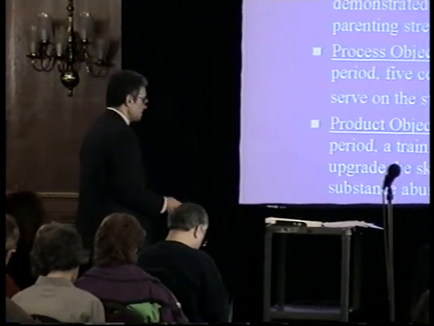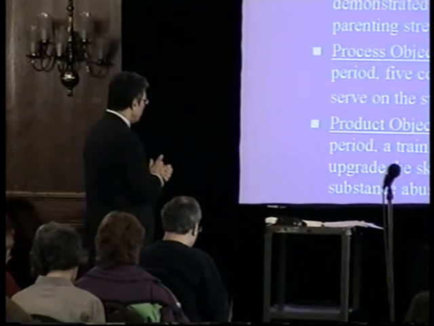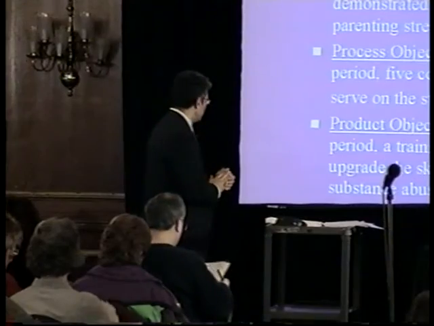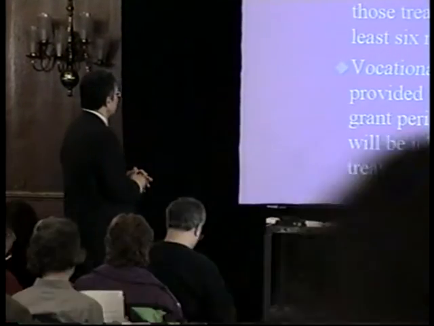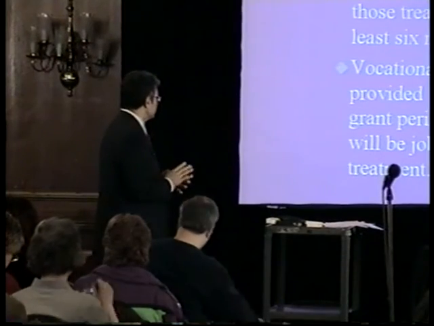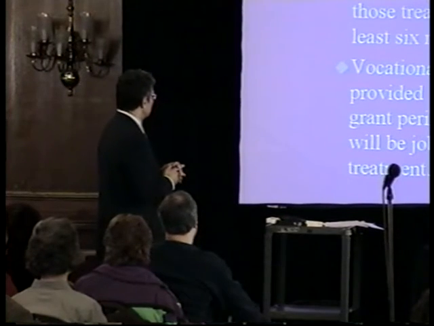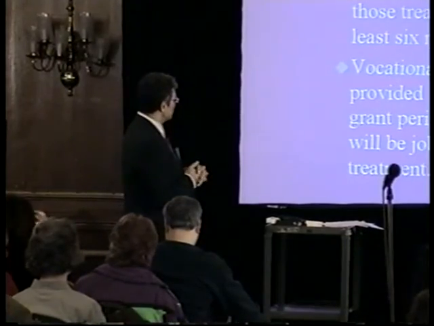And then a product objective. During the 3rd year of the grant period, a training course and manual will be developed, action verb, to upgrade, action verb, the skills of hospital staff that treat mentally ill substance abusers. And a couple other examples. Our proposed outpatient program has 2 primary objectives. 75 drug and alcohol abusers will be provided with comprehensive outpatient substance abuse treatment services. 60% of those treated will retain their sobriety for at least 6 months after treatment. Second objective, vocational rehabilitation services will be provided to every patient over the course of the grant period. 75% of patients will be job-based compensation and treatment.